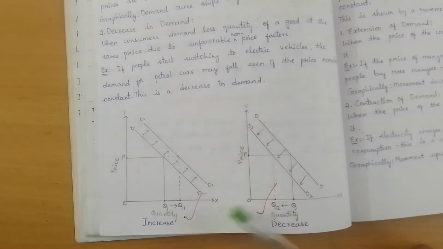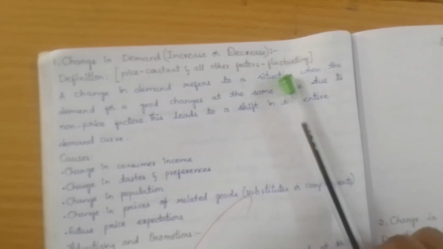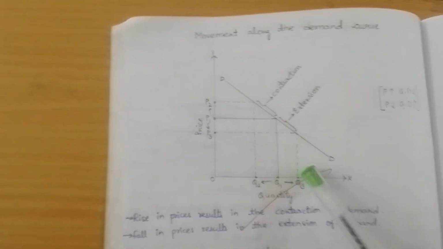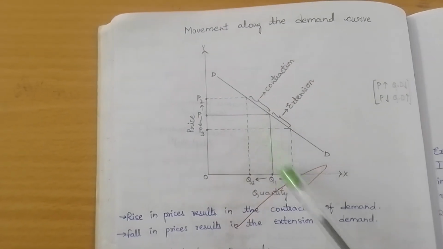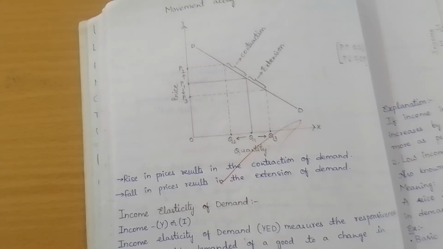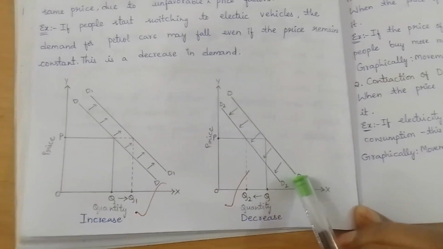So increase or decrease, the graph is this way. This is increase, this is decrease. So what is happening here? Basically price is constant and other factors are fluctuating. Now here what is happening? Other factors are constant, price is fluctuating. So the graph for this would be this way. One single demand curve, and the way it is moving would be extension or contraction. The movement is along the demand curve, but here there is an entire shift in the demand curve. So remember it this way, and this is important.